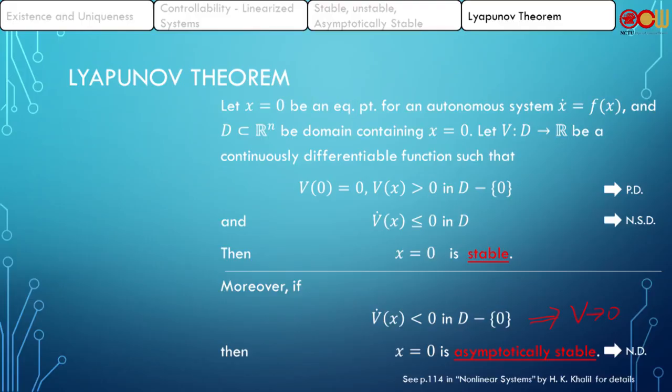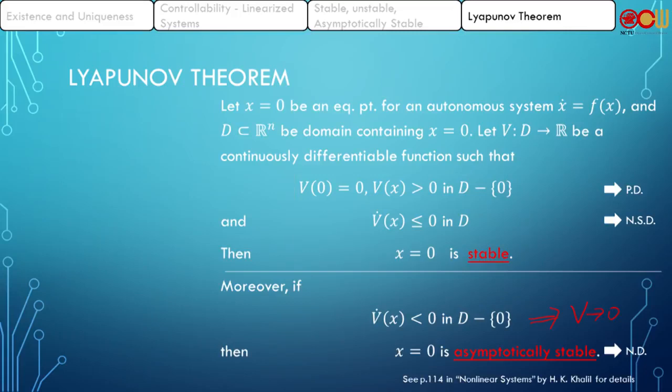And in this case, if you can find this V and you know the derivative of V is negative, it means the V value always decreases. Then your x equal to 0 is stable. Because V dot is negative, that includes D. And remember, D contains x0, right? But in the second condition, D subtract 0, D excludes 0, V dot of x should be less than or equal to 0. And this condition is called PNSD.